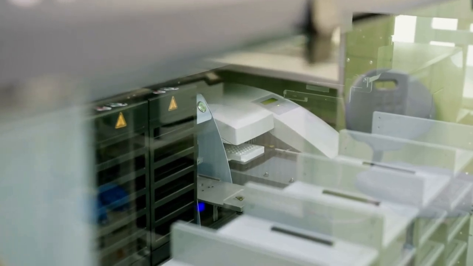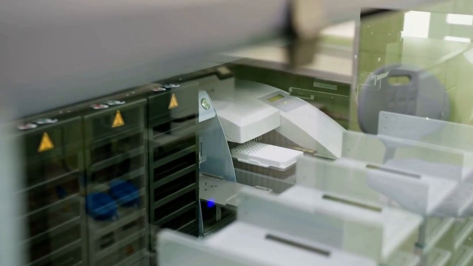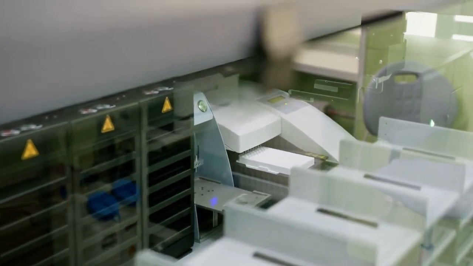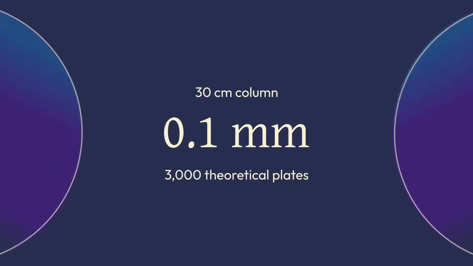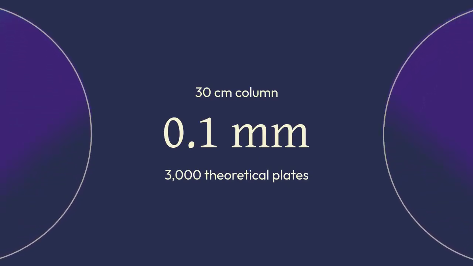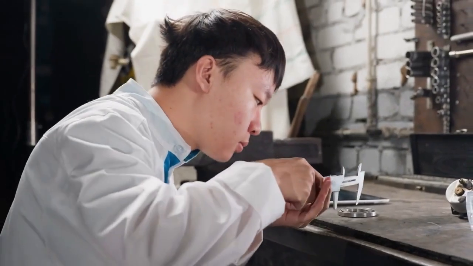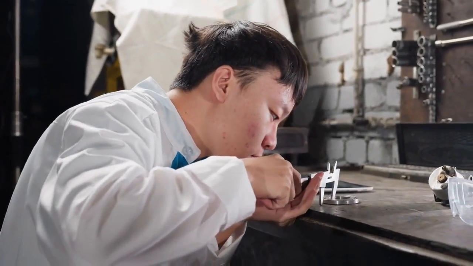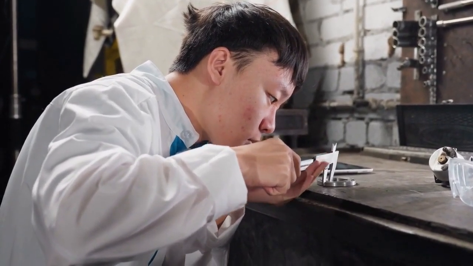A small plate height means that each theoretical plate is very short, which allows you to pack many more of them into the same length of column. For example, if you have a 30 centimeter column with a plate height of 0.1 millimeters, you have 3,000 theoretical plates. But if you can improve your conditions to get a plate height of just 0.05 millimeters, you now have 6,000 plates in the exact same column.